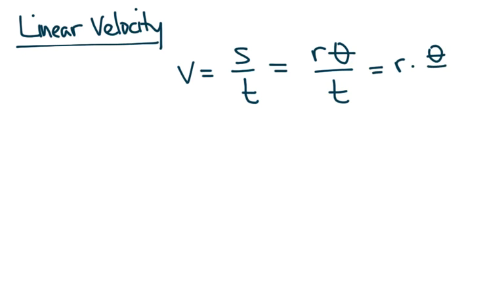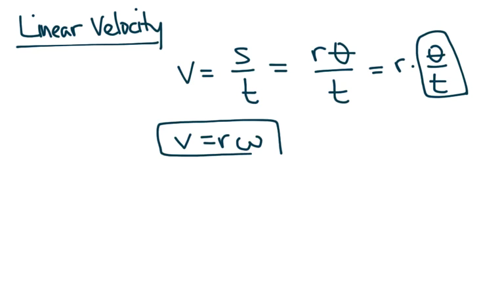Well, we said that arc length was radius times theta in radians. Wait a second, I just saw this a minute ago. Theta divided by t was the angular velocity. It turns out that the linear velocity can simply be found by multiplying the radius of the circular object by its angular velocity.